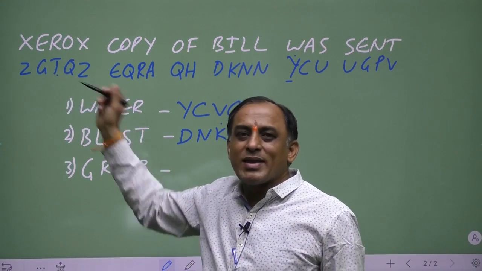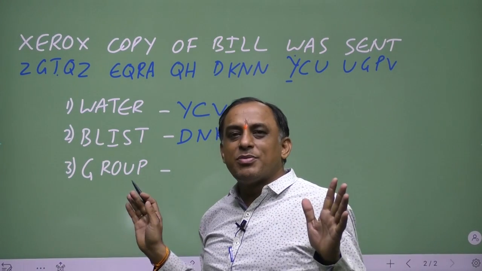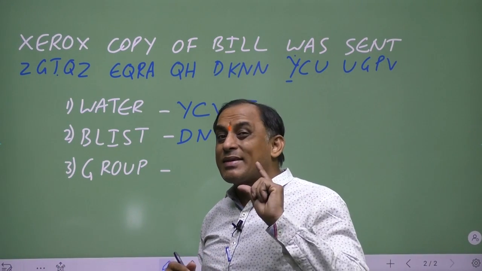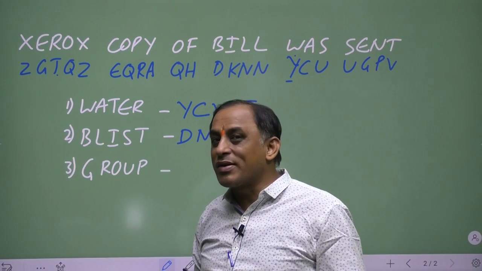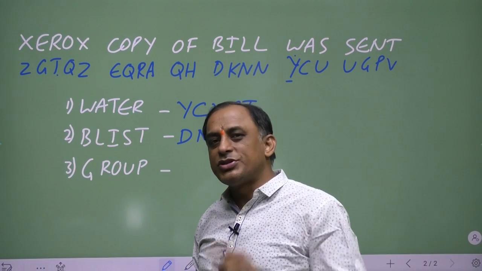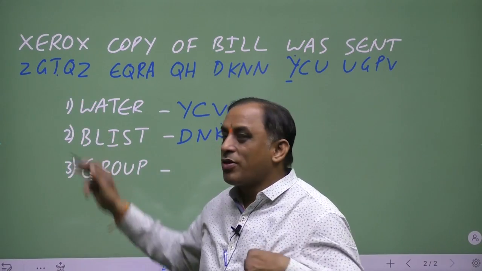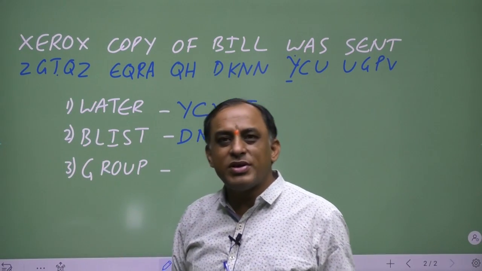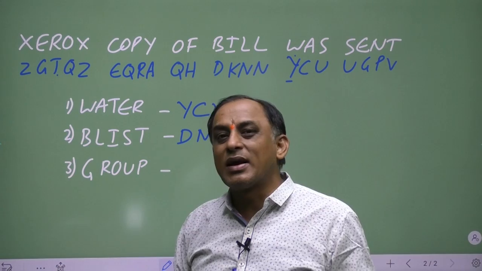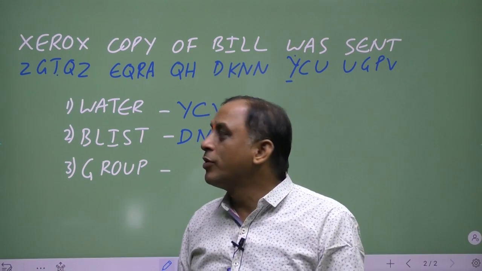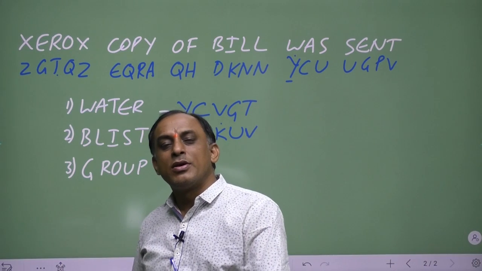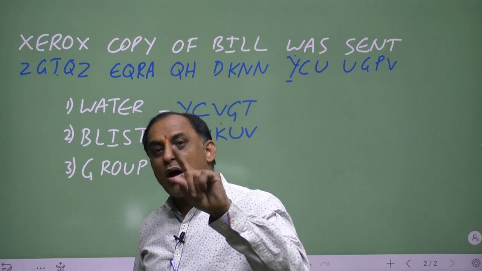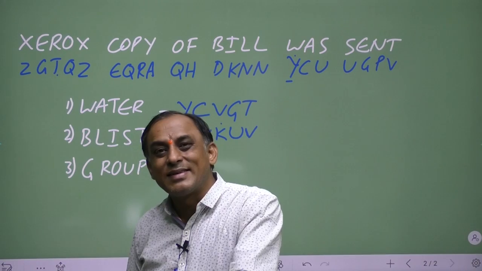X is coded as Z. What is the relation between X and Z? X is coded as the next second letter. After X, the second letter is Y, Z. E is coded as G. What is the relation between E and G? After E, the second letter: F, G. R is coded as T. After R, the second letter: S, T.